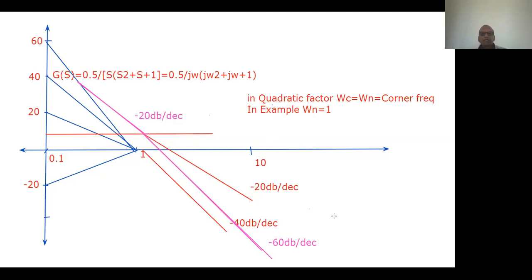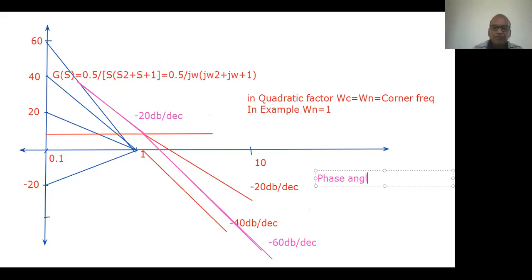Then you may draw the phase Bode plot. Again for this phase Bode plot, consider omega equal to, say, 0.1, omega equal to 0.3, omega equal to 1, 2, 5, 10, and then calculate the phase angle, that is phi. Prepare a table here for phase angle.